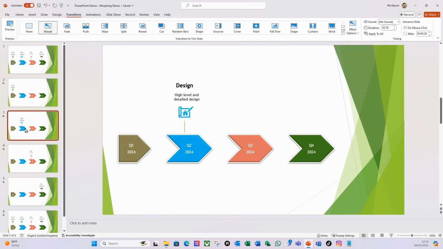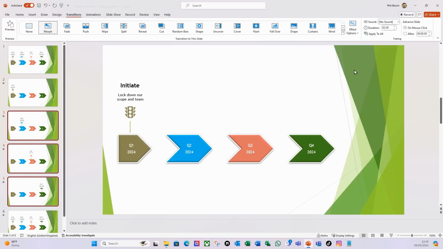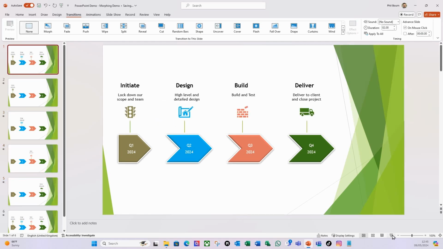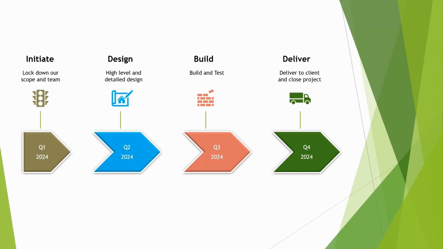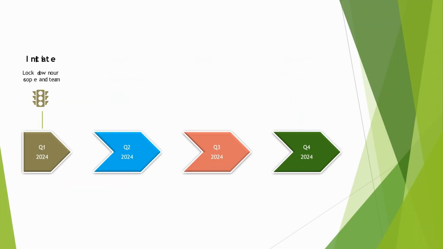So what I can do is select these 3 slides that are morphing, highlight them, and then on the effect options on the transition ribbon, I'm going to go to characters and I want those to morph as well. Right, so see what it's doing there. So again, let's have a look at that. Go into presentation mode. So I like the way that text is now morphing as well with it. I still don't like the icon.